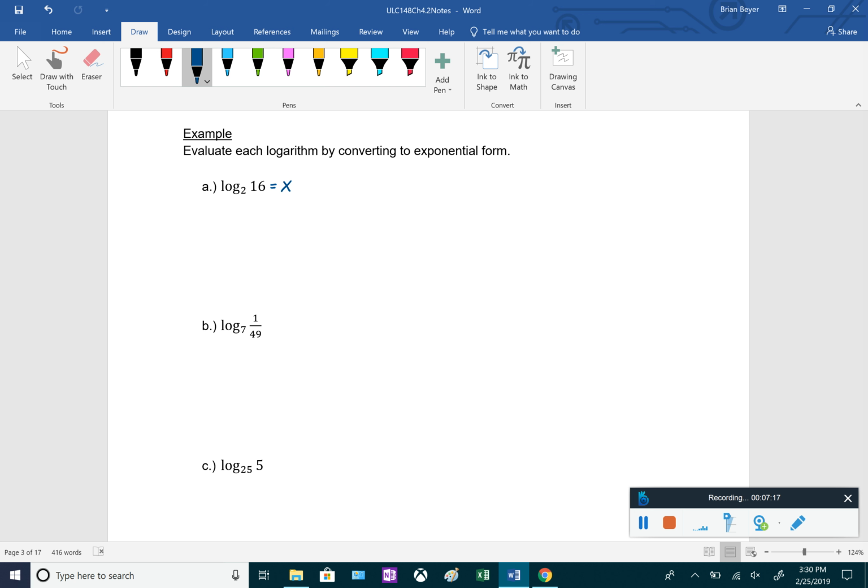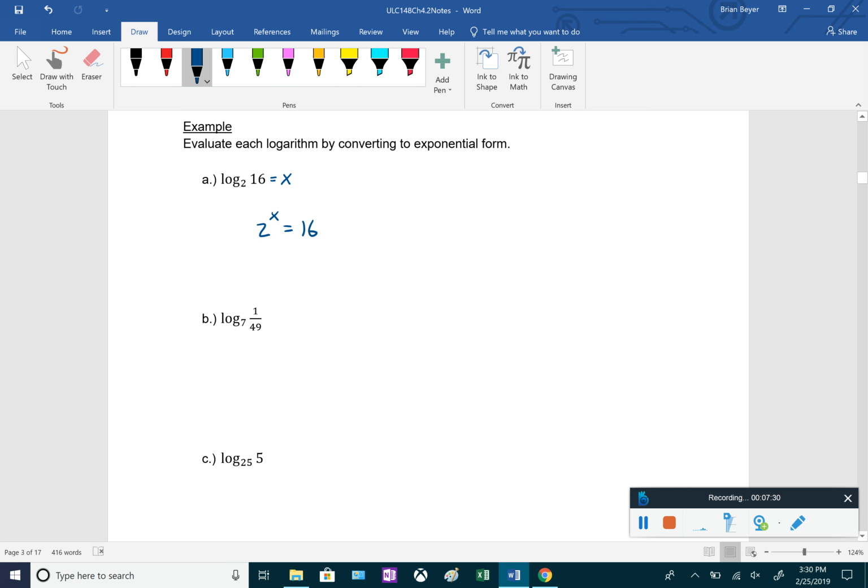So converting this to exponential form, it's going to be 2 raised up to the other side of the equation equals 16. So we have to think about what would x have to be here. 2 to the what equals 16? That means x has to be 4 because 2 to the 4th power equals 16. So that means log base 2 of 16 equals 4.